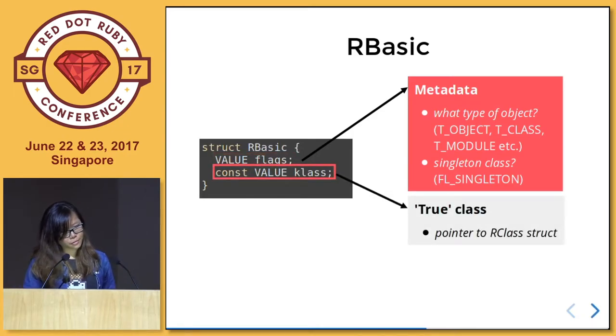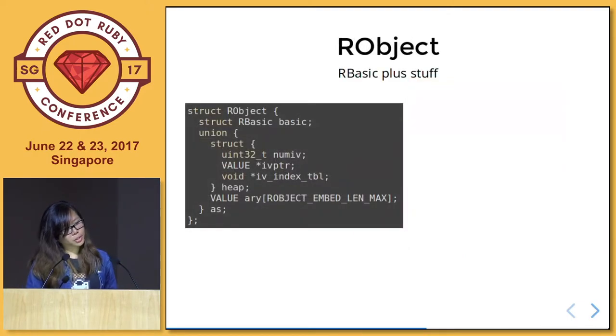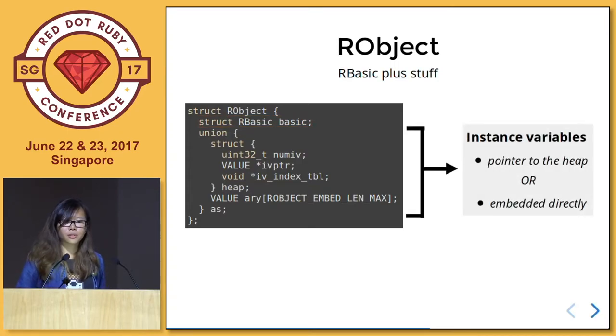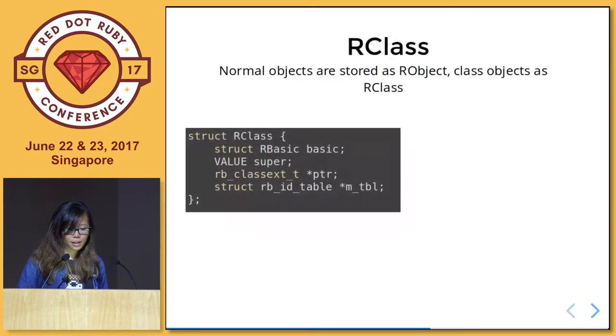Secondly, and very importantly, we have this class with the K member. So this is actually a reference to the class of our object, right? So it points to an R class struct. And if we look at R object, it's just R basic plus stuff. It's R basic plus this union thing over here, which suffice to say is for storing instance variables. And finally, R class.